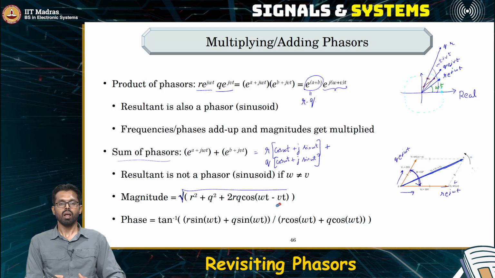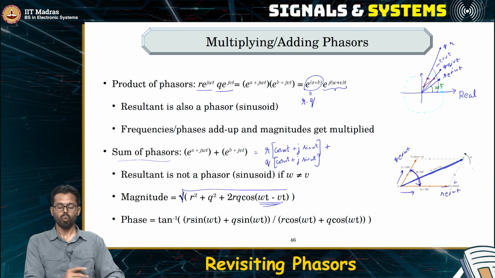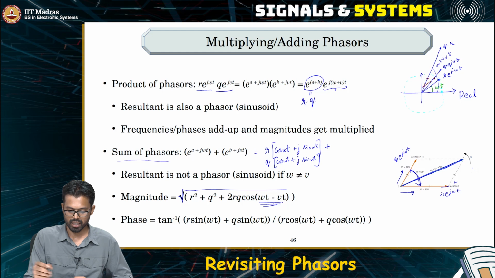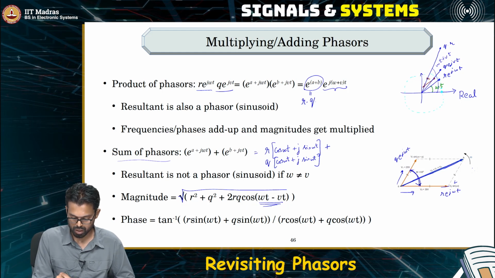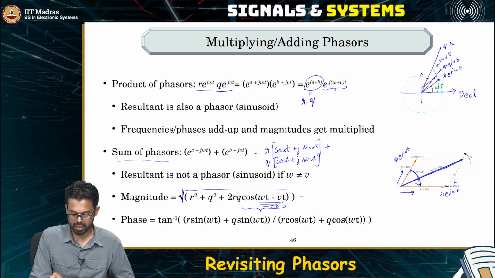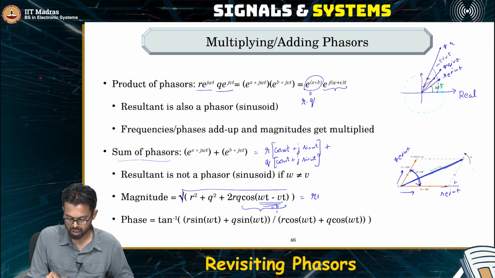As you can note here, if both are of the same frequency, what happens? Then this value becomes 0, and cos of that is 1, and this entire thing is nothing but r plus q the whole square, which gives you just r plus q.